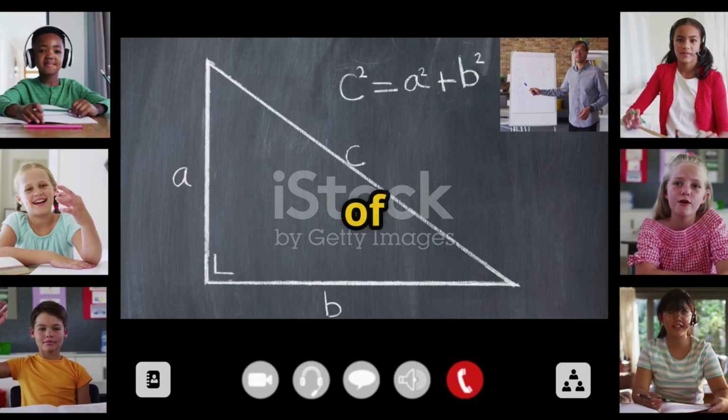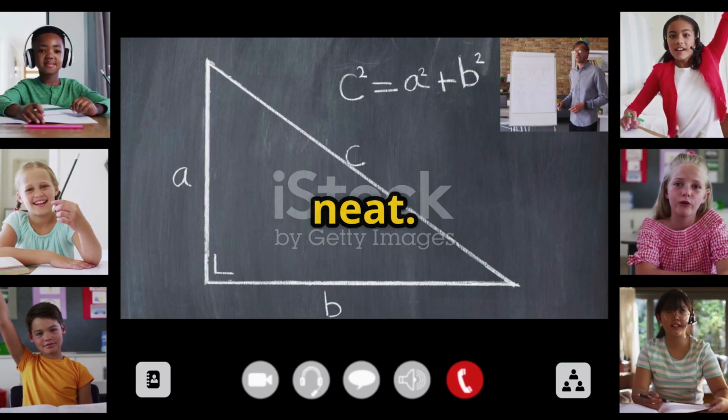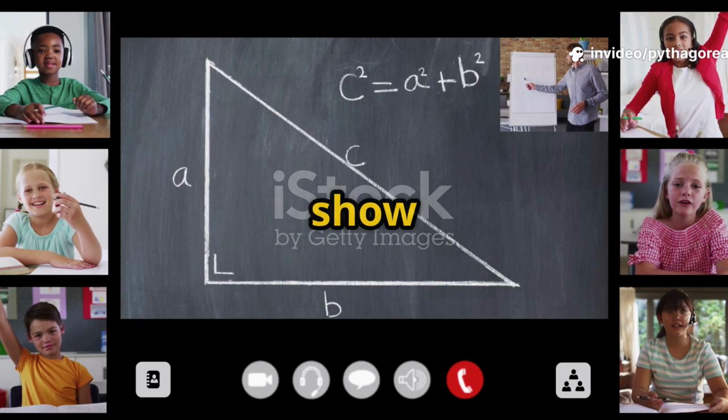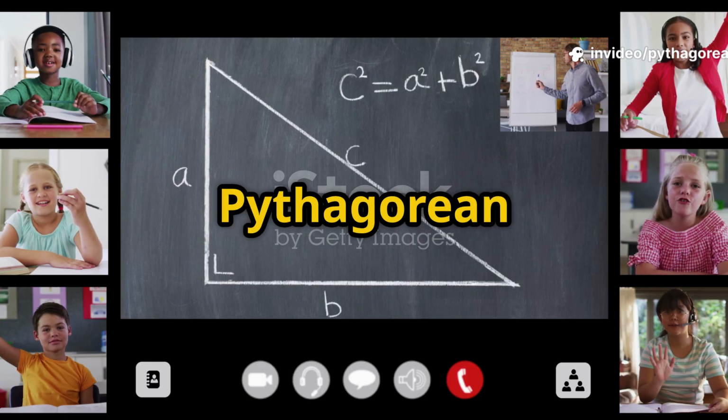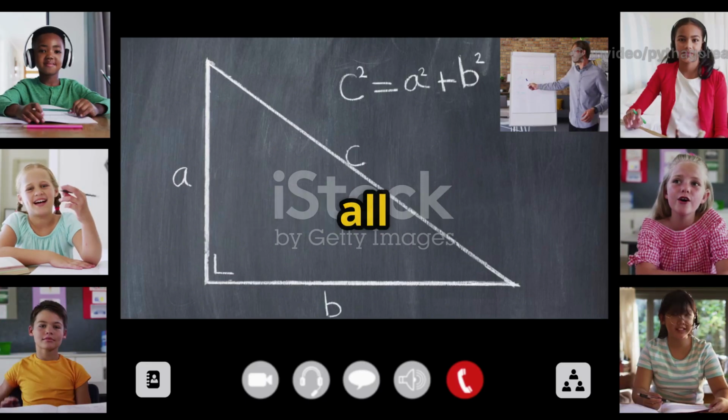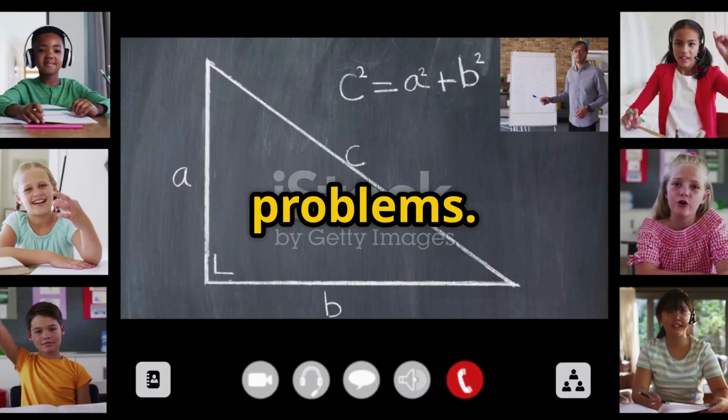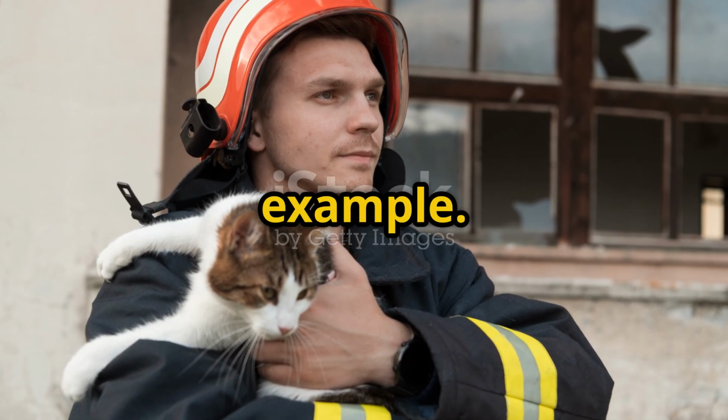Okay, so we can find the side of a triangle on a worksheet. That's neat. But where does this actually show up in our daily lives? You'd be amazed. The Pythagorean theorem is a secret weapon for solving all sorts of real-world problems. Let's consider a very practical example.